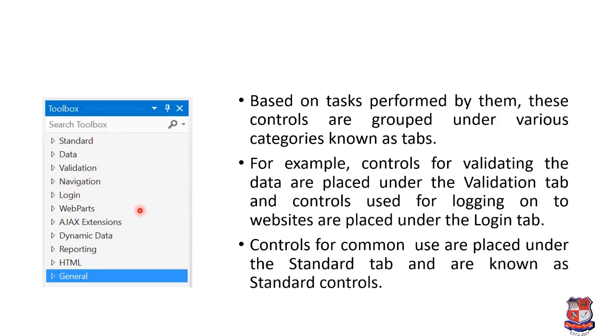Based on the task performed by them, these controls are grouped under various categories, and these categories are known as tabs. For example, controls for validating the data are placed under the validation tab, and controls used for login on the website are under the login tab. Controls for common use are placed under the standard tab, and these controls are known as standard controls.